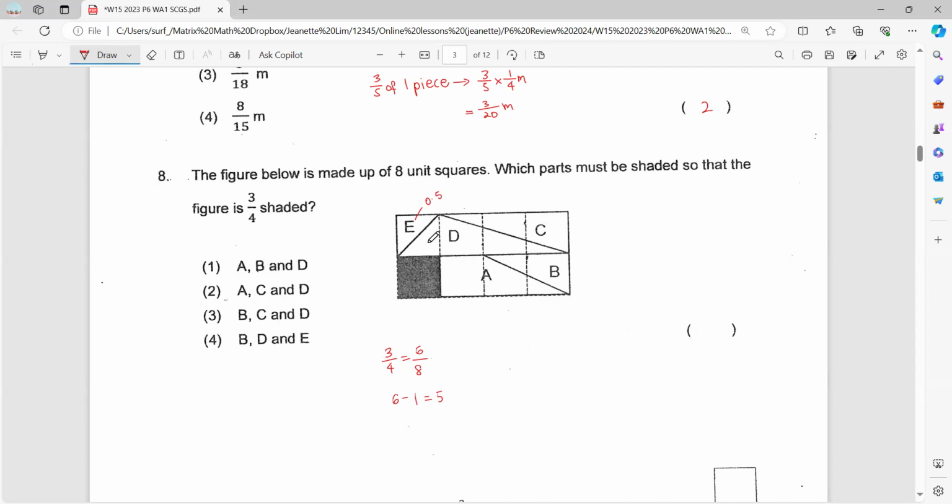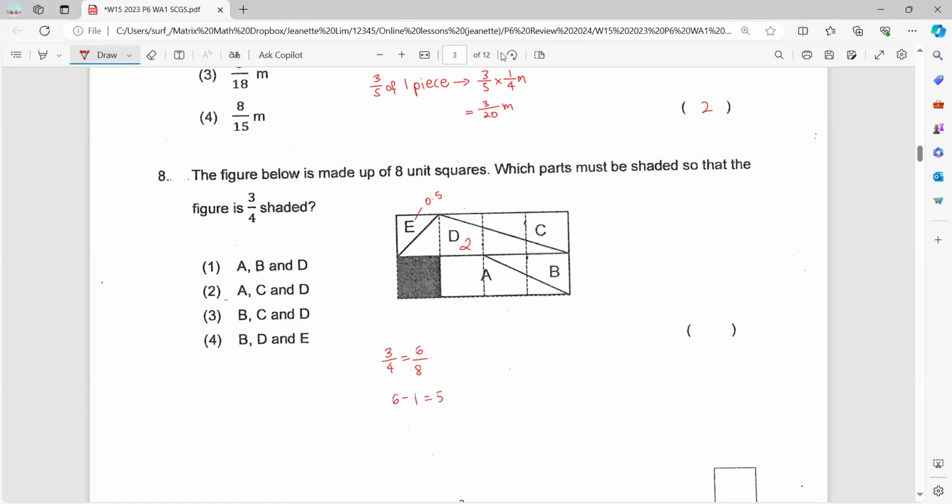For D, you have half of a square here. No, actually D is half of this triangle here, which is half of 4. Okay, a triangle is half of the rectangle. So this D is actually half of 4 squares. Half of 4 is 2. So D is 2.